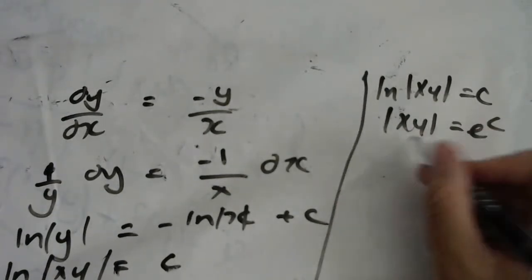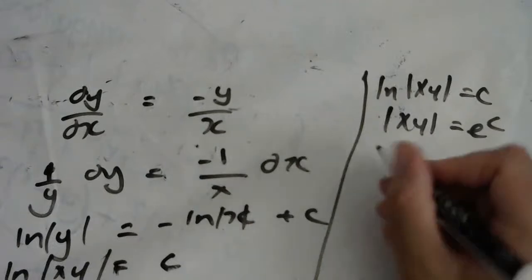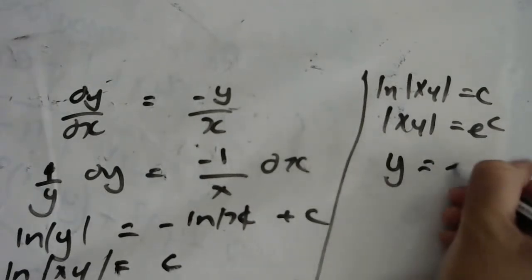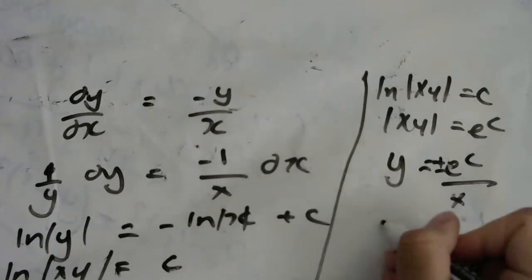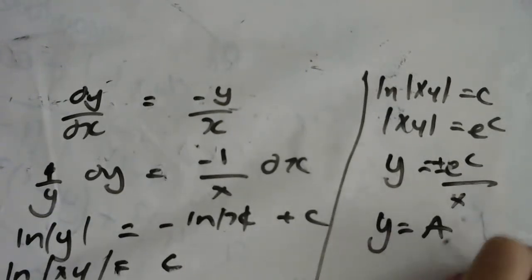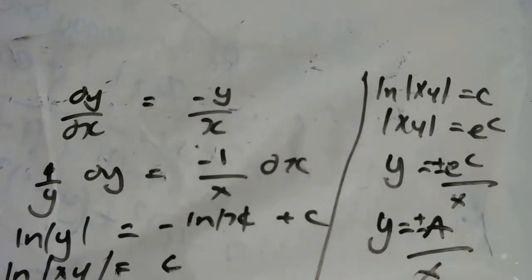So you've got modulus xy equals e to the c. So y equals e to the c over x. The modulus forces the plus or minus, and e to the c is just a. So y equals a over x with a plus or minus 1. Okay, part 1 done. Okay, good.